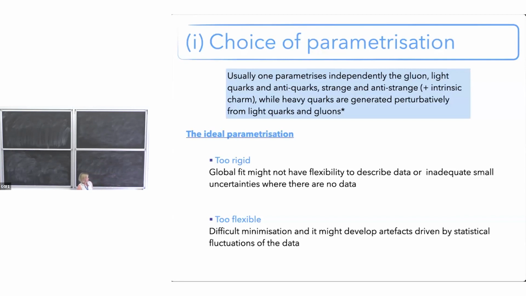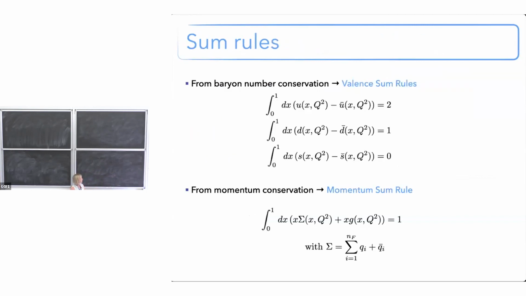If it's too flexible, it's difficult to minimize it, and it might develop some artifacts driven by statistical fluctuations. So this is the kind of paradigm that PDF fitters have in mind, okay? Good. And also remember that we are not completely free in our functional space.